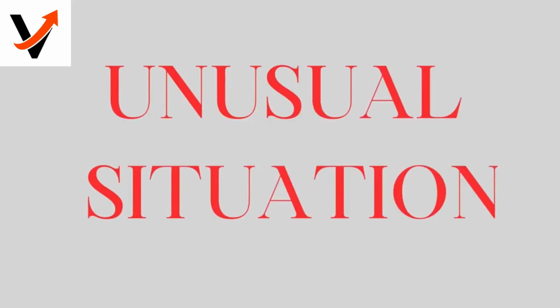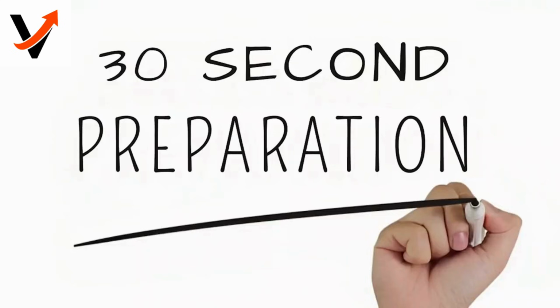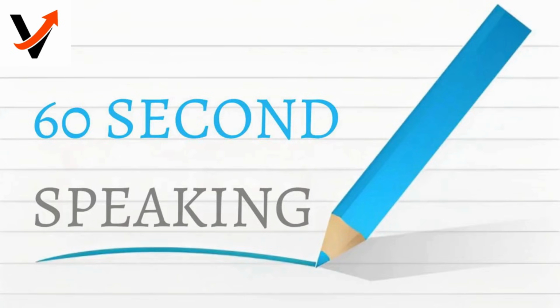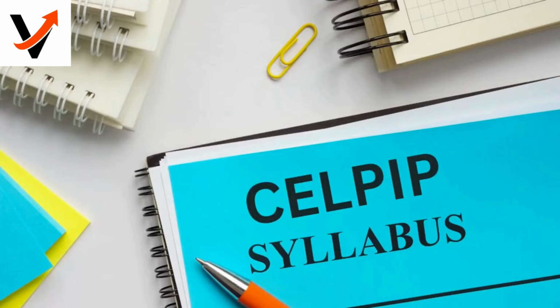Last, that is task 8, describe an unusual situation. So this is task 8. Here you have to describe a picture of unusual items or situations to someone who cannot see the picture. Preparation time will be 30 seconds and speaking time will be 60 seconds. So this is all about your CELPIP syllabus.